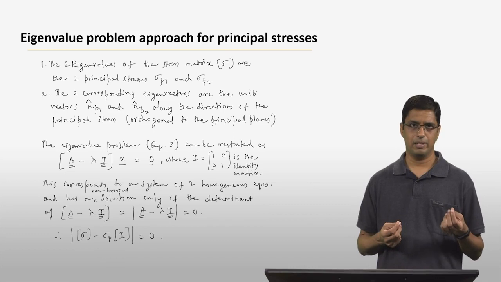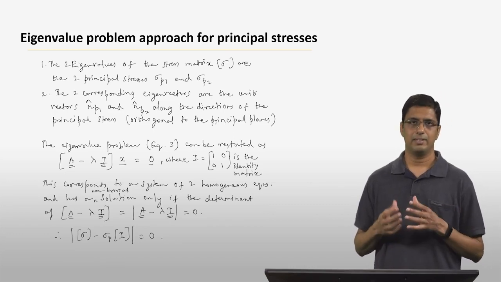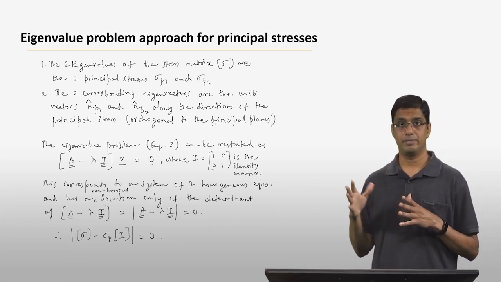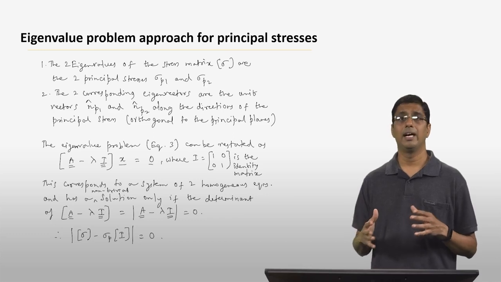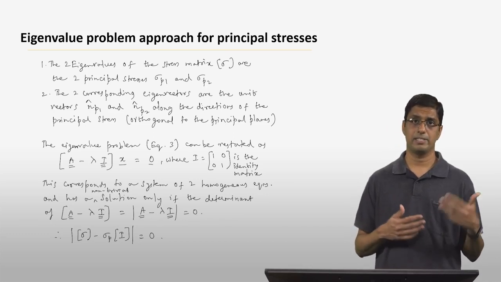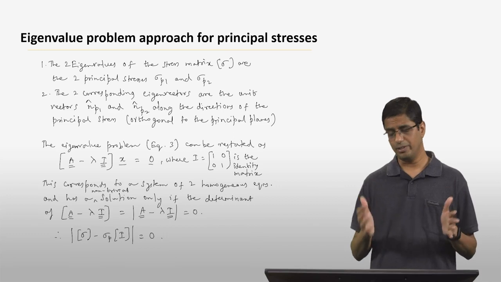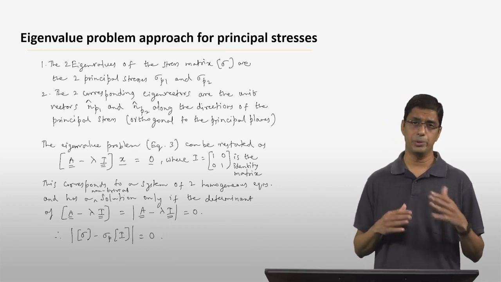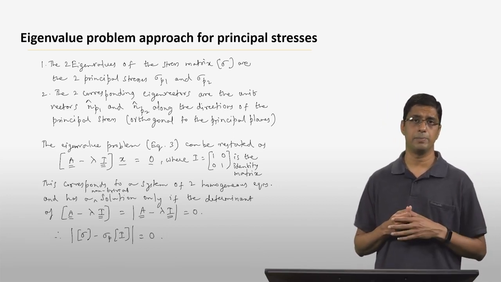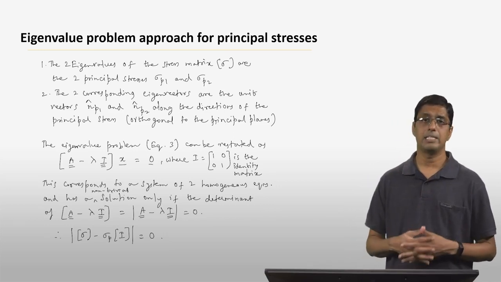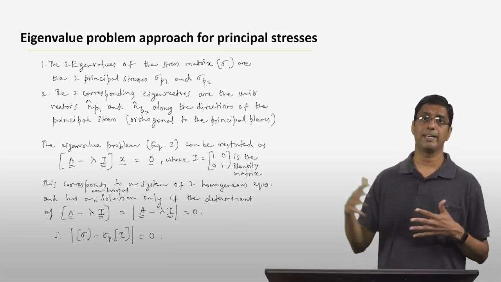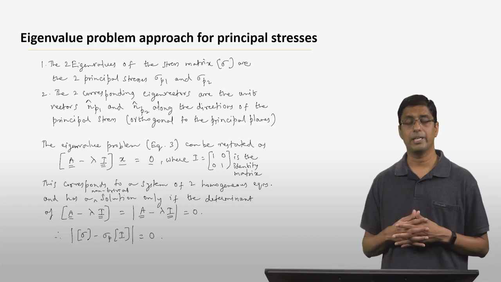One thing that is obvious is that the eigenvalues of this matrix sigma are the two principal stresses sigma p1 and sigma p2. Again, we are now looking at only problems in 2 dimensions, so we have only 2 principal stresses. We will subsequently generalize this for the 3D case, maybe in a couple of lectures.